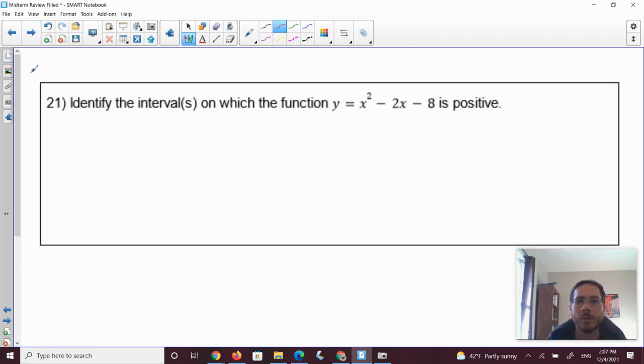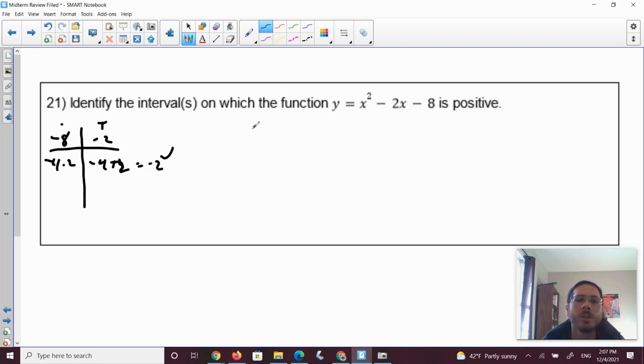For 21, identify the intervals where this thing is positive. So again, this looks like it's factorable. So I'm just going to go ahead and just jump right into factoring it. We need things that multiply to negative 8 and add up to negative 2. That looks like that's going to be negative 4 and 2. Negative 4 plus 2 is negative 2. So if I were to say that 0 is equal to x minus 4, x plus 2.